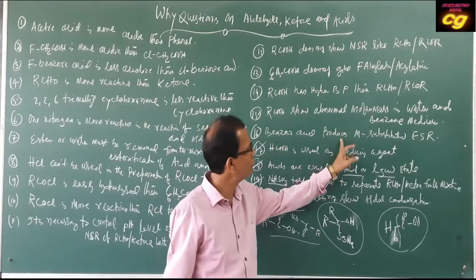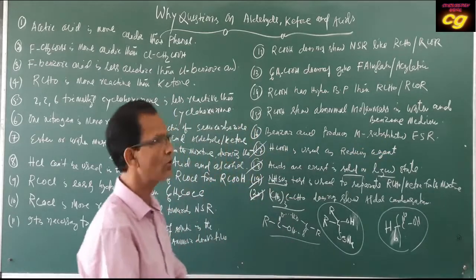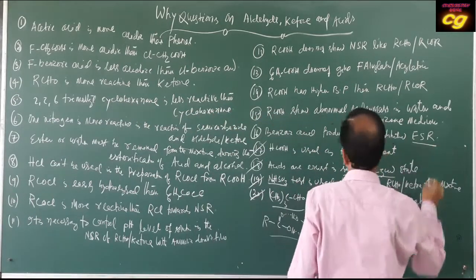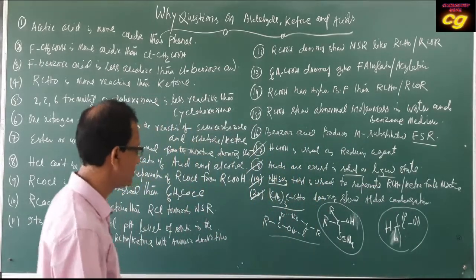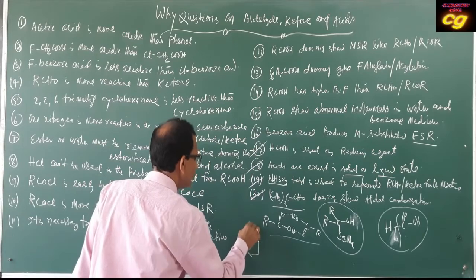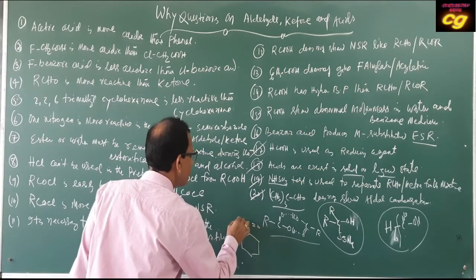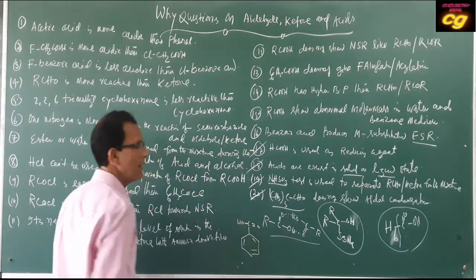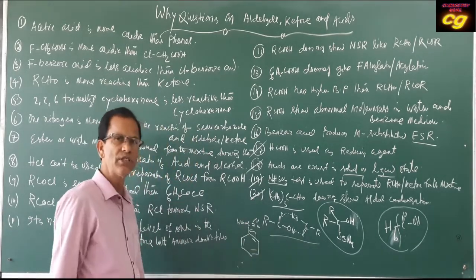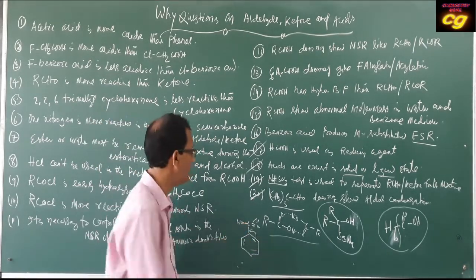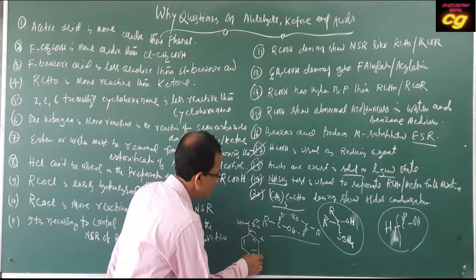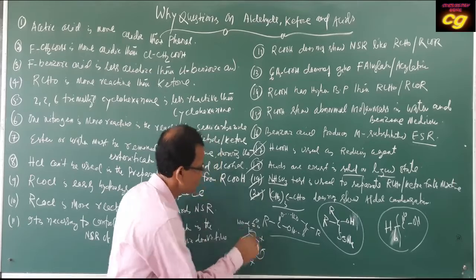Benzoic acid gives meta-substitution in electrophilic substitution reaction. ESR means electrophilic substitution reaction. Why does benzoic acid show this? If you see the resonance structure of benzoic acid, if you draw C double bond OH like this, in the first step the carboxyl group is an electron withdrawing group, so it produces partial positive charge at the ortho position, and also at the para position.